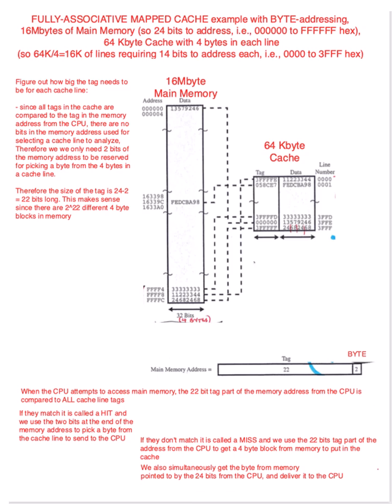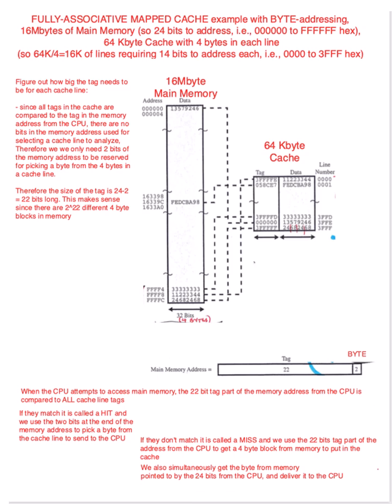So that's different. We'll go back and compare the difference between the two, maybe right here. Pause this and go back, make sure that makes sense to you. Therefore, we only need 2 bits of the memory address to be reserved for picking the byte from the 4 bytes in the cache line.